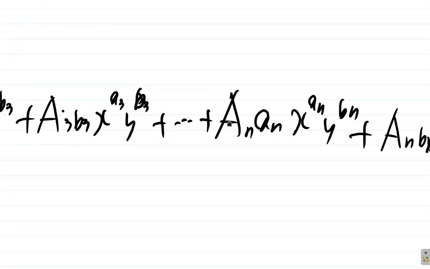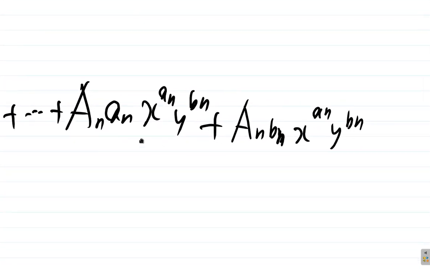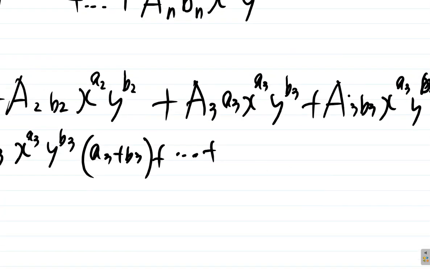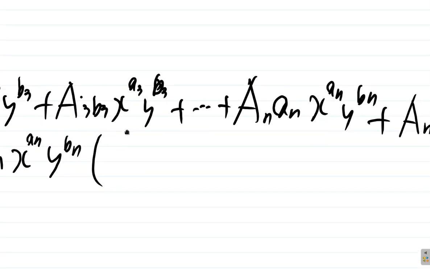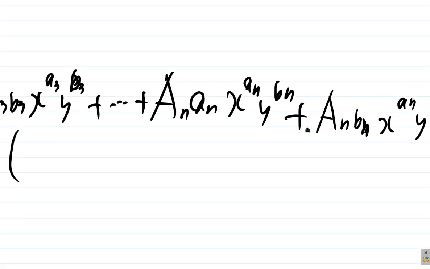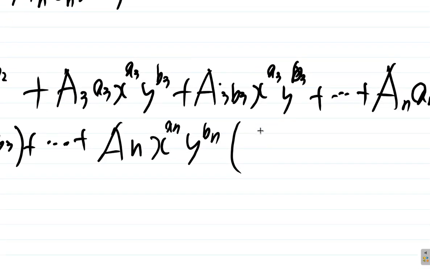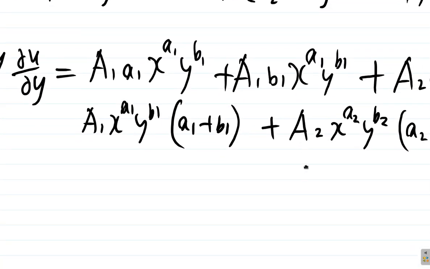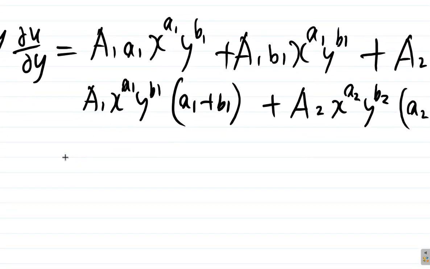plus. Alright, common factor, we have an x to the an, y to the bn. So we have an, x to the an, y to the bn. What do we have inside the bracket? An plus bn. So inside the bracket we have an plus bn. Alright, so let's see what happens here now. This is equal to.